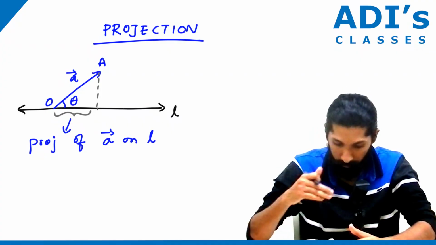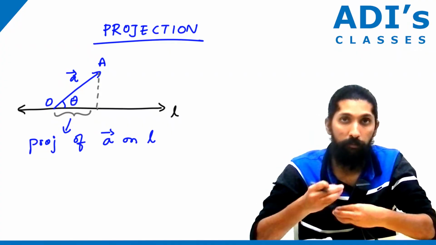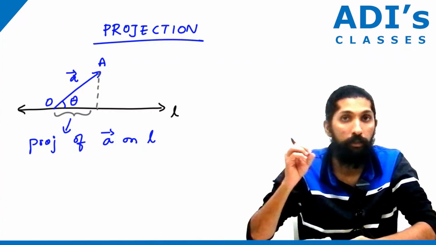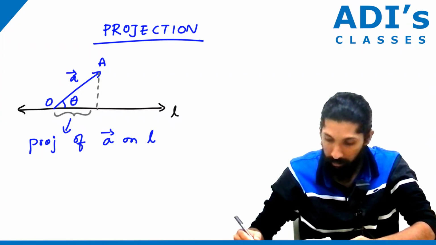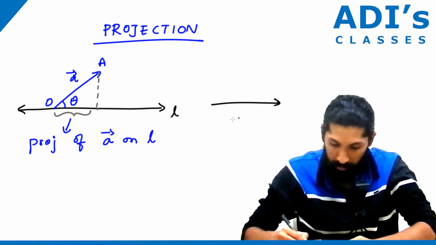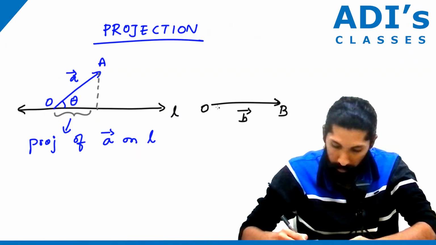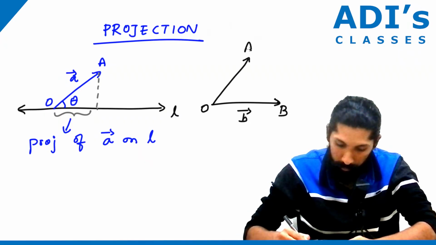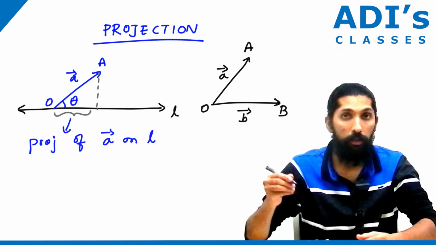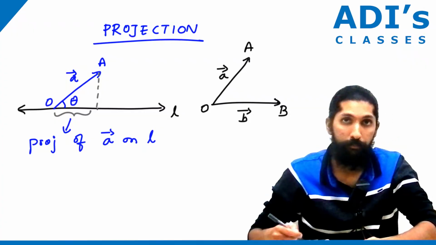Fair enough? So, if we have to understand this in a little bit of mathematical sense, instead of line L, we look at vector B. That is the same thing. Instead of line L, say this is OB, this is vector B, and this is OA, which is vector A. Now, what we are looking at is the projection of vector A on vector B.